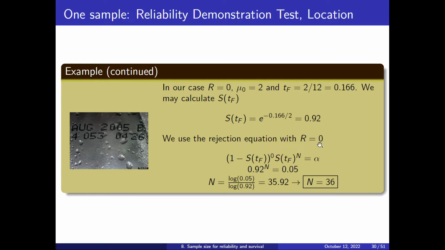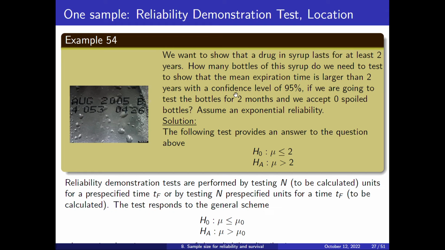Okay, so now we have everything to compute our sample size. So in our case, we have fixed R equals 0. So during this period, we don't want to see any spoiled bottle. If we see any, we cannot reject the null hypothesis. The alternative is that it is larger than 2 years. So if we see any spoiled bottle, then we cannot reject the null hypothesis.